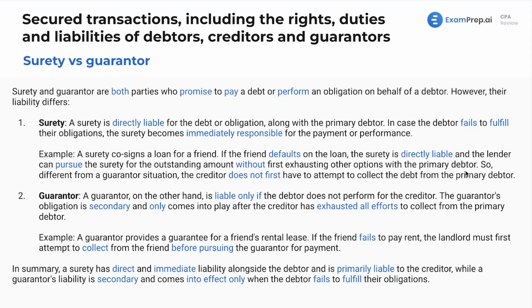So right away, if the friend defaults on the loan, they don't pass go, they don't collect $200. The creditor comes right after the surety. So as we see, sureties are probably going to have a lot more liability here. Now, as such, why is the friend doing this? Yeah, they could be a good friend, but how does this come into play also?